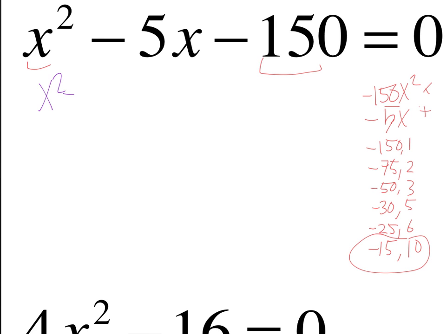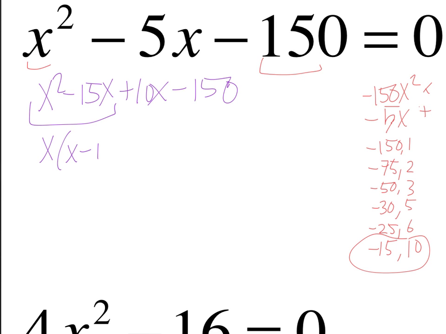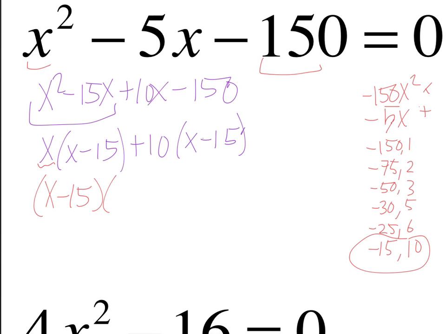So x squared minus 15x plus 10x minus 150. Factor the first part: x minus 15. Factor the second part: 10, and x minus 15. I have an x minus 15 in common. I'm going to pull that out front, so x minus 15, left with x plus 10. And that's equal to 0.